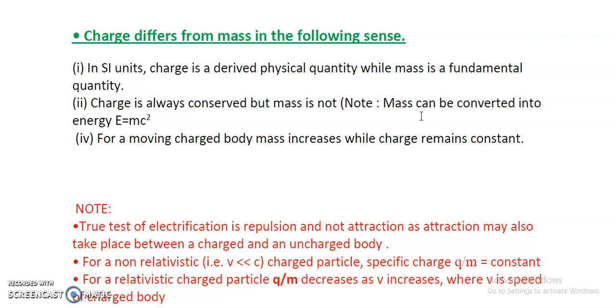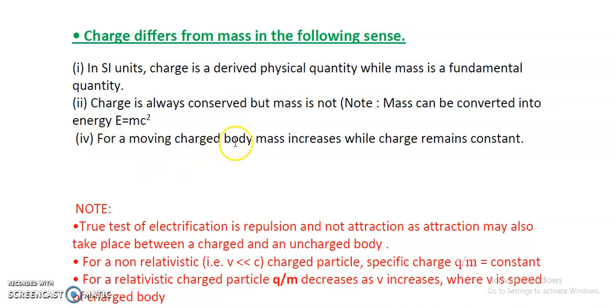So mass may be converted into energy, and therefore we can say the charge is conserved, but mass is not conserved. According to this relation also, this relation is called the energy-mass equivalence relation of Albert Einstein: E = mc². Next to it, sorry, this is the fourth point written, actually this is the third point.